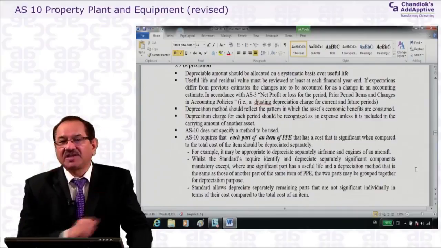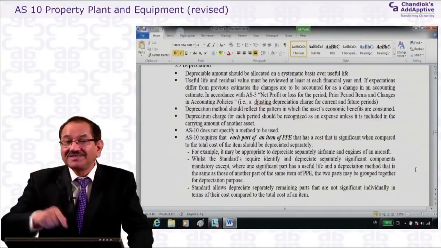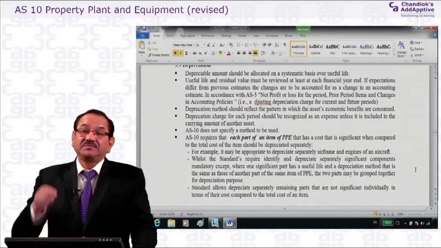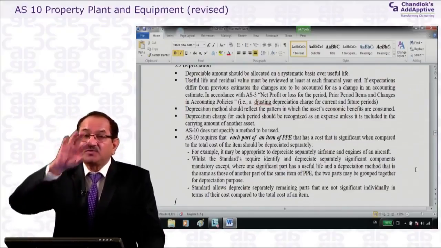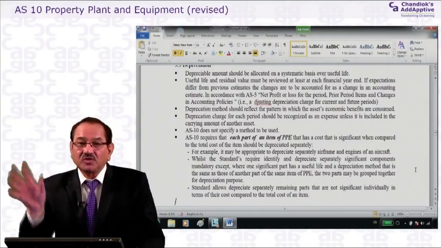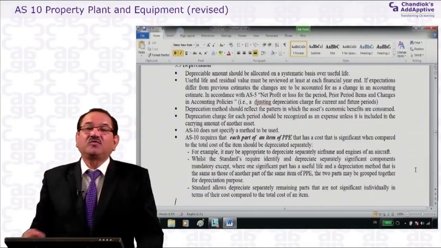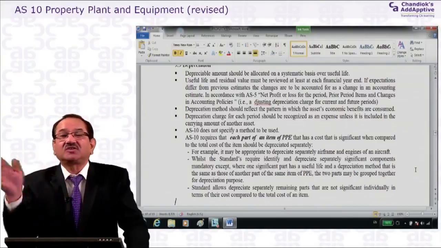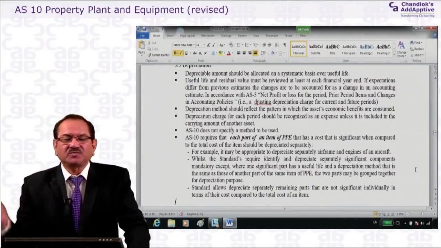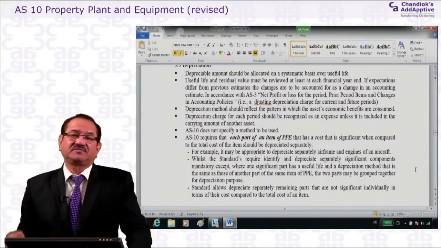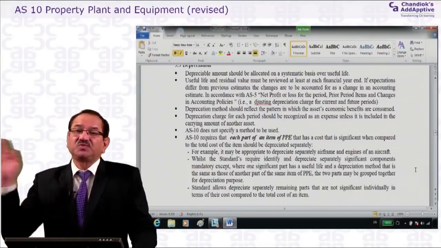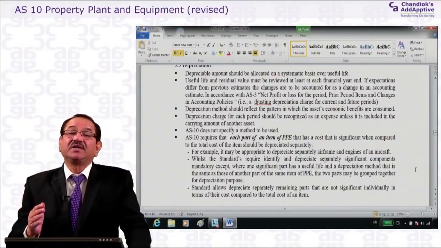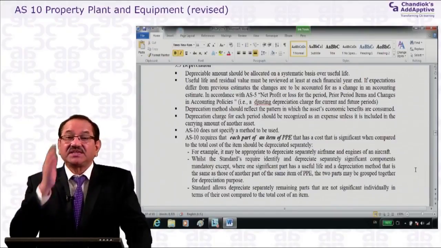And therefore, we have to always bear in mind, and that's why this standard says that if the cost of that part out of the total cost is significant, only then you go for component based accounting or component based depreciation, otherwise not. If it is small, you need not. There may be different parts of that asset having a different useful life, no doubt, but if their cost is significant, that's very important.